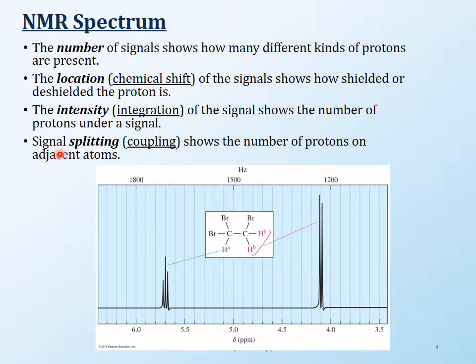And then finally, there is something called signal splitting, which is also called coupling. Coupling shows the number of protons on adjacent carbons. So here, if you have carbons and you have protons on each of them, then each of them will look at each other and they will split into different numbers. The splitting we will talk about in the next presentation, not in this one. In this one, I'll just focus on the number of signals and the location of signals. The splitting, the coupling as we call it, is very key in giving you what the structure of the compound will be, because it tells you exactly which hydrogen is next to which hydrogen.